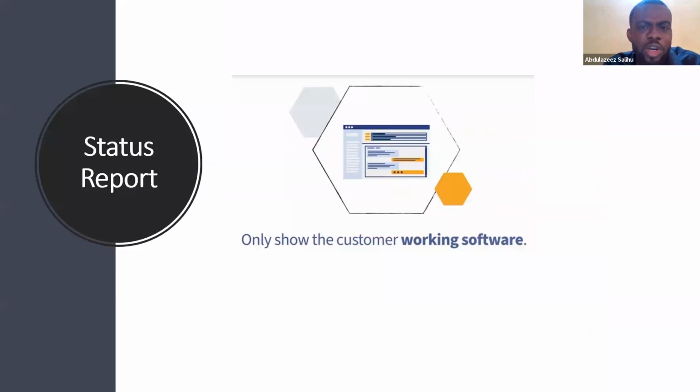Then often you hear in the traditional model, people asking for a report. But in the Agile framework, you show the customer working software. Don't show reports. When you show a report, that's an anti-pattern. Just show working software.